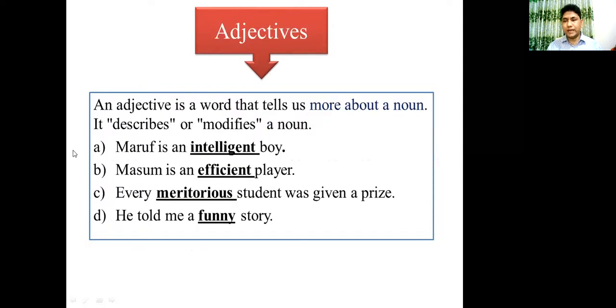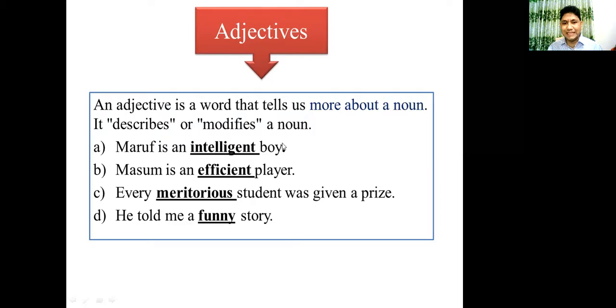Another one is adjectives. An adjective is a word that tells us more about a noun. Okay, adjective means adding. It adds more information about a noun. It basically describes or modifies a noun. An adjective always describes or modifies a noun. It will always add extra information about a noun. There are 4 examples. Have a look.